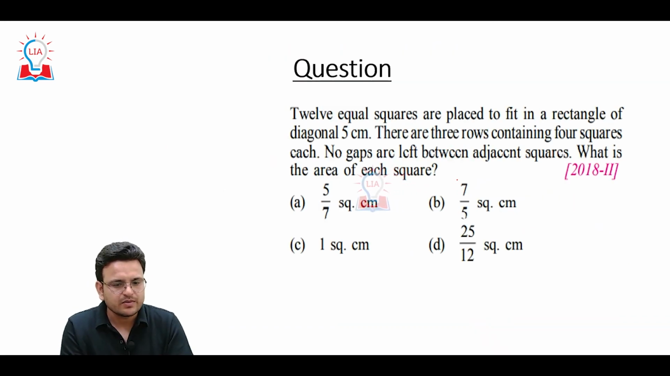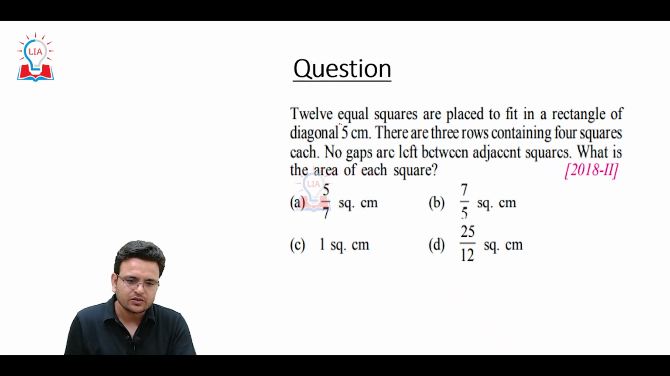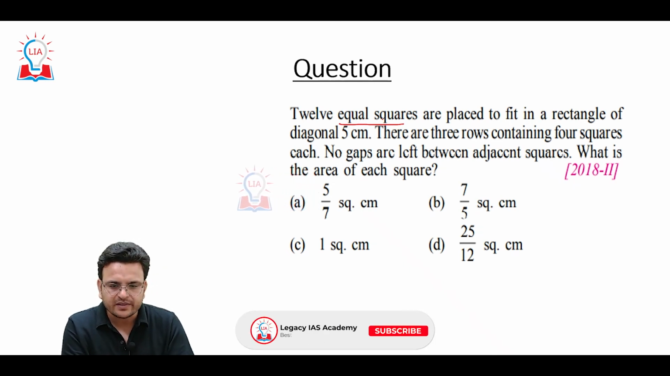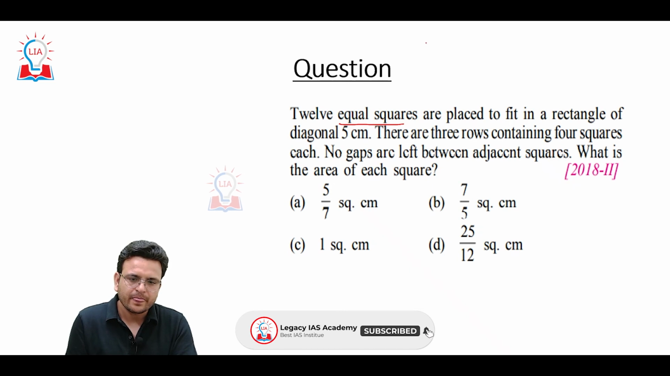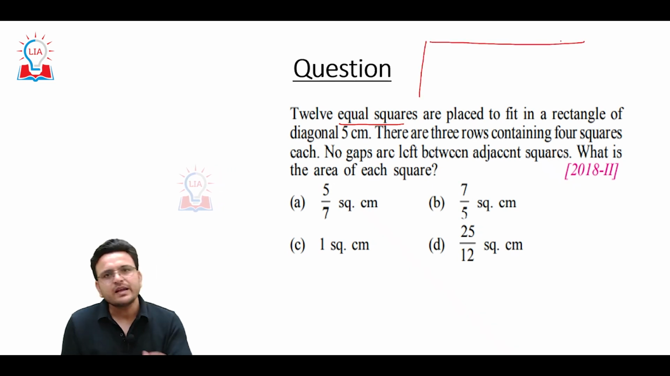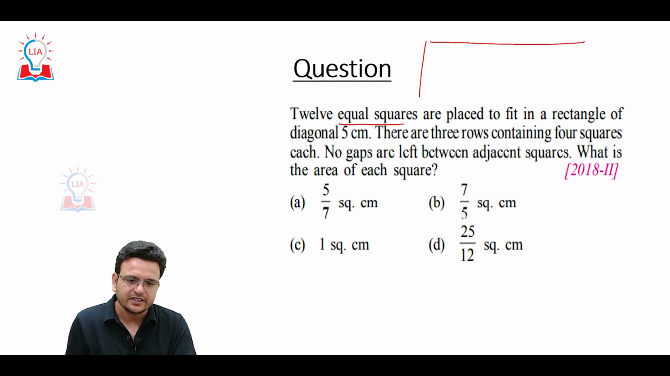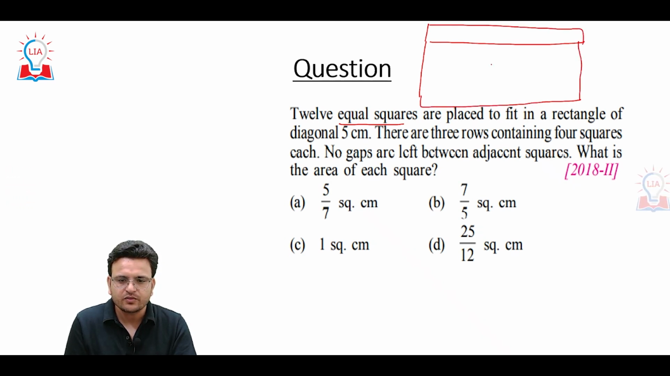Now come to one more question. 12 equal squares are placed to fit in a rectangle of diagonal 5. There are 3 rows. In mensuration, one thing you have to remember: the only important thing is how to draw the diagram. If you are able to draw the diagram, then questions become very easy. There are 3 rows containing 4 squares each.